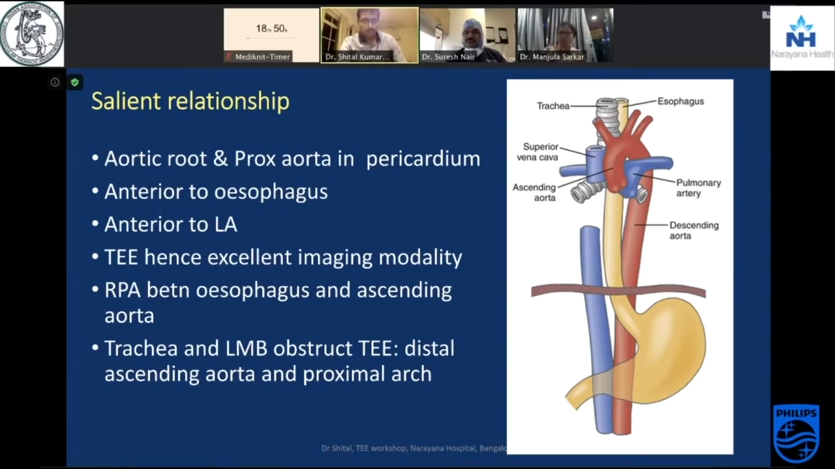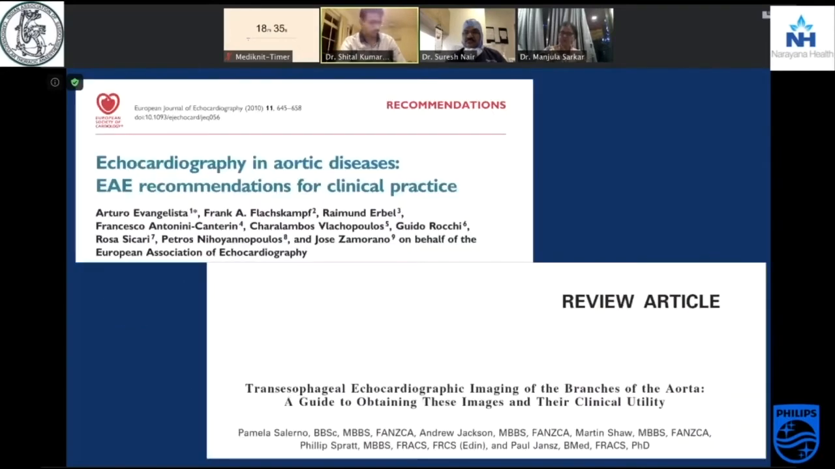It's a good window for excellent imaging because it's anterior to the esophagus and anterior to the LA. So remember, the RPA is between the esophagus and aorta, and trachea and left main bronchus. It will obstruct TEE between the distal ascending aorta and the proximal arch. Most of my talk, as well as some numbers and the nomenclatures, are based on these two: the guidelines in the European Journal, and the review article on the aorta.